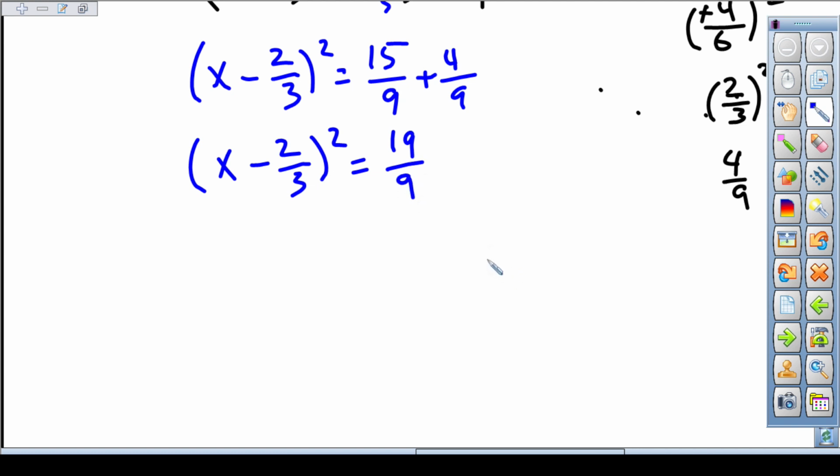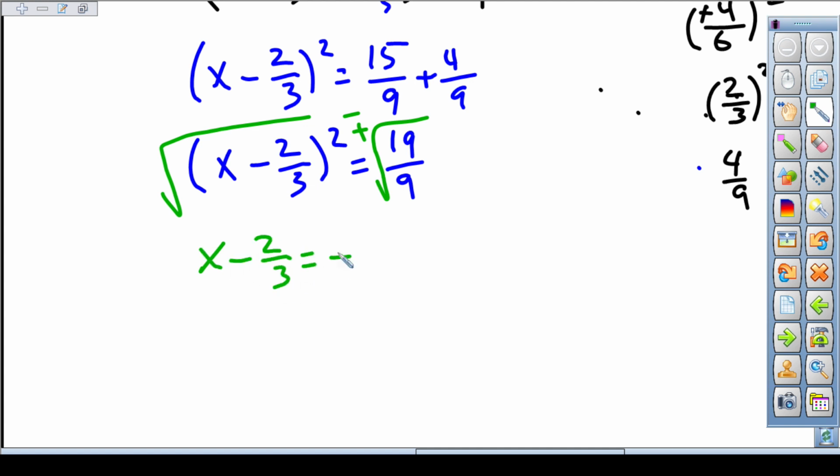And if I want to be careful again, I will take the square root of both sides. Like this. I know we don't like it because of fractions. Trust me, I know how you feel. Just take it slow, okay? Take a deep breath. We can do this. x minus 2/3 will equal plus and minus the square root of 19 over 9.